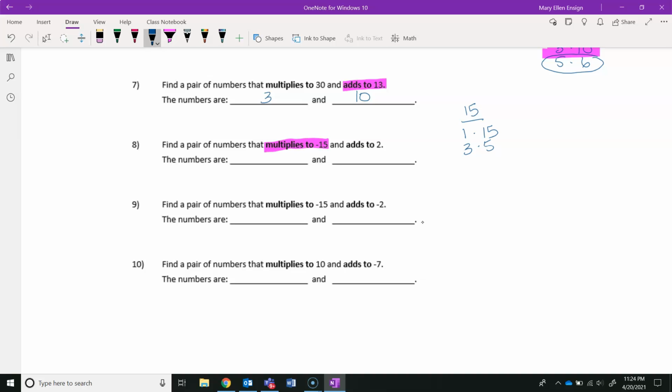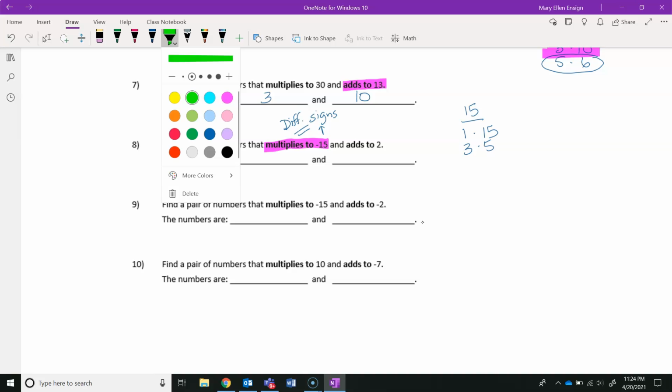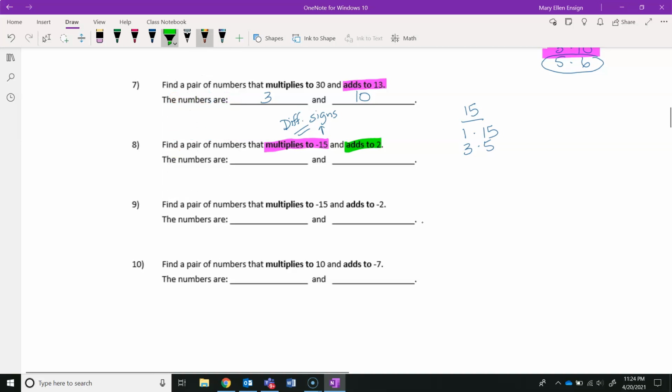All right, now I know that I need two numbers that multiply to negative 15. What that means is that those two numbers are going to have different signs. That's how I get a negative answer when I multiply. And if I look over here, I'm going to see that those two numbers are going to add up to 2. So I already know that I have different signs. If I'm adding two numbers with different signs, my answer is whatever there are more of. So in this case, there must be more positives.